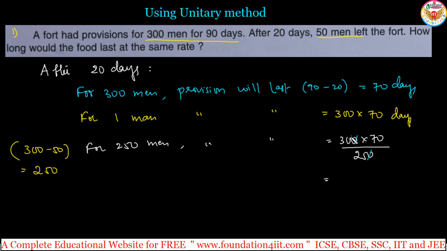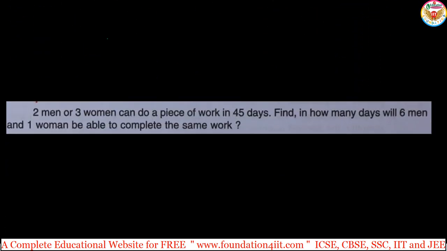So 5 times 1, 4. 14 into 6, 84. So 84 days. 84 days is sufficient. So 300 men for 90 days is sufficient, but after 20 days, the food is sufficient for 70 days. So for one man it's 300 into 70, and for 250 men, that number is divided by 250. That is the question.